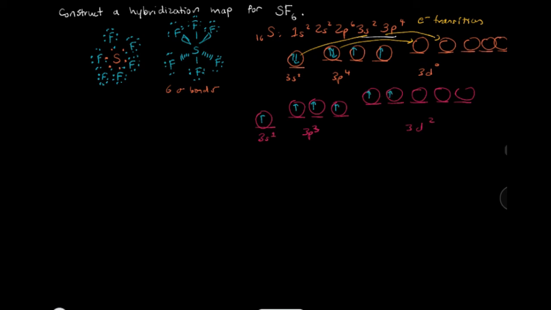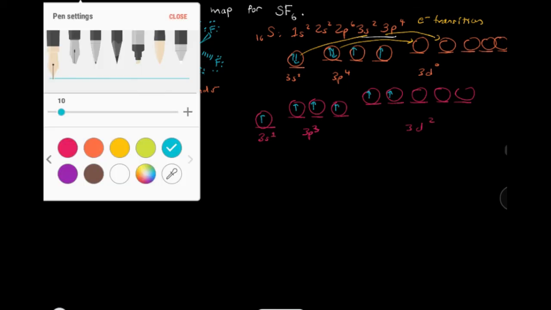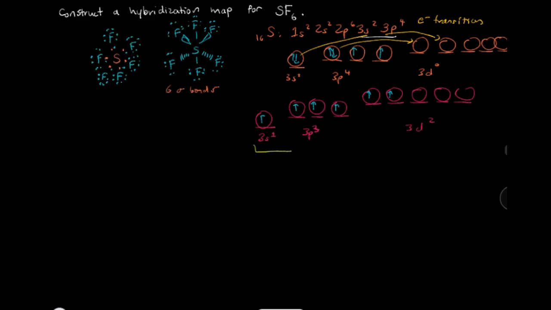So now that we have this, because we want to create 6 sigma bonds, and we want to make sure that they all have the same energy and, as a result, the same bond length, we're going to hybridize these orbitals and subshells together. When we do this hybridization, we're taking one s orbital, adding it with 3 p orbitals, and adding 2 d orbitals. And this forms sp3d2. This is basically an example of sp3d2 hybridization.